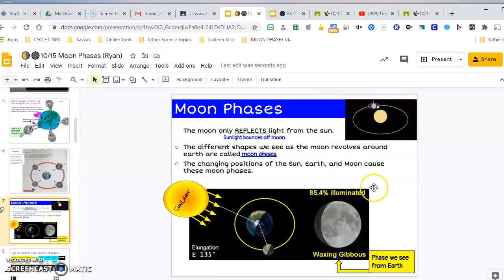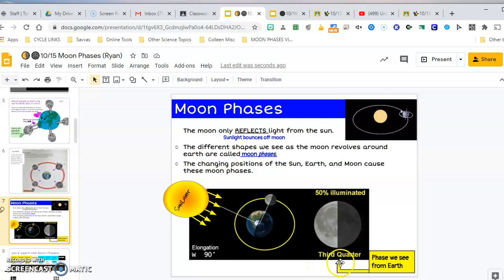The moon only reflects light from the sun. Sunlight bounces off the moon. The different shapes we see as the moon revolves around the Earth are called phases, and they are caused by the changing position of the moon, Earth, and sun. So we can see the sunlight bouncing off the surface of the moon, and as it's moving around the sun and around the Earth at the same time, we see those phases change.